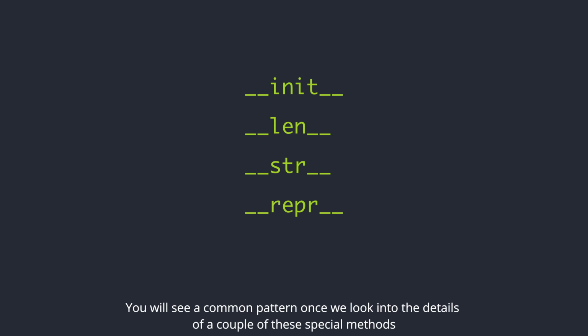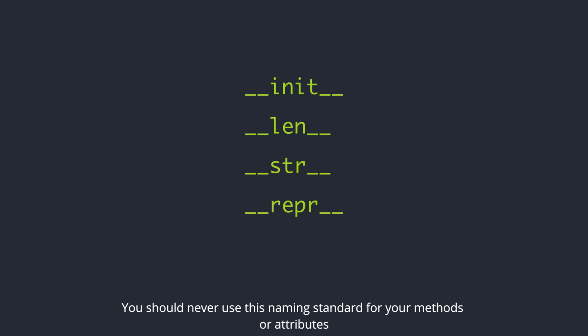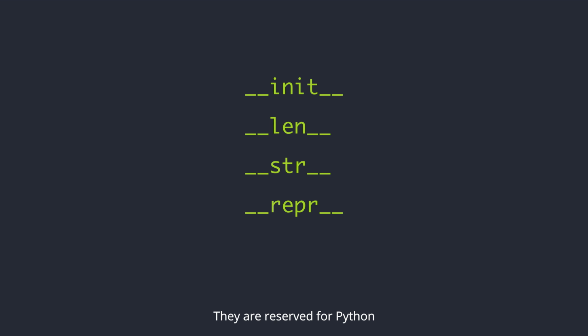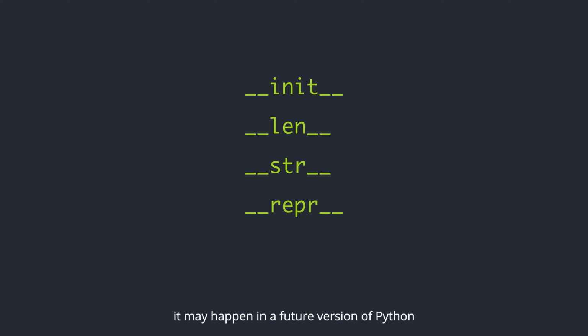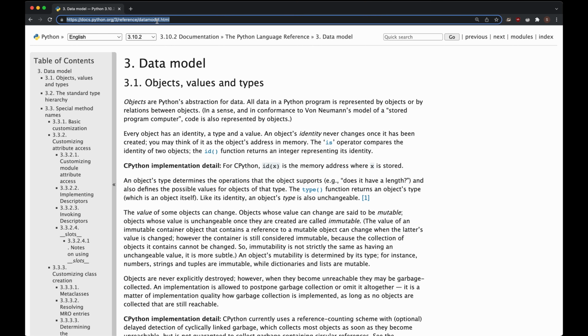You will see a common pattern once we look into the details of a couple of these special methods. You should never use this naming standard for your methods or attributes. They are reserved for Python. Even if you write a dunder method with a custom name that doesn't clash with Python's current special methods, it may happen in a future version of Python. The special methods are documented under the Data Model section in the Python language reference.